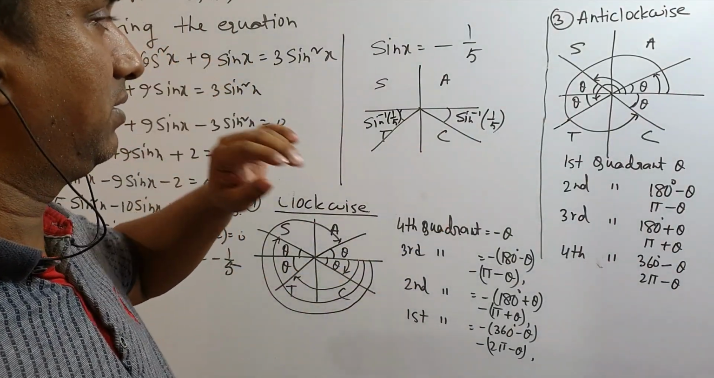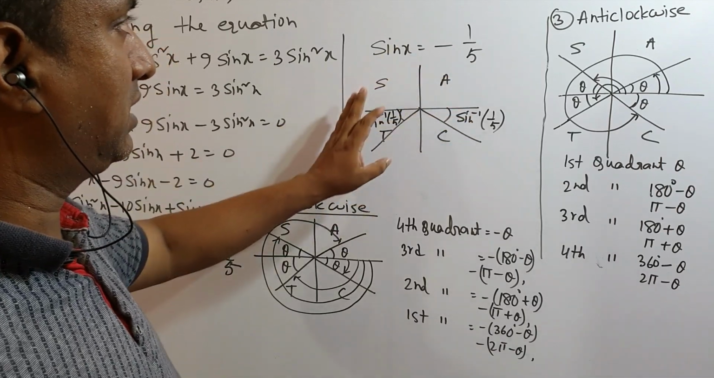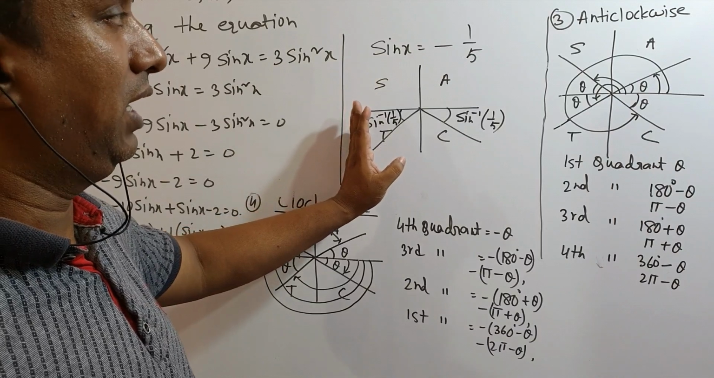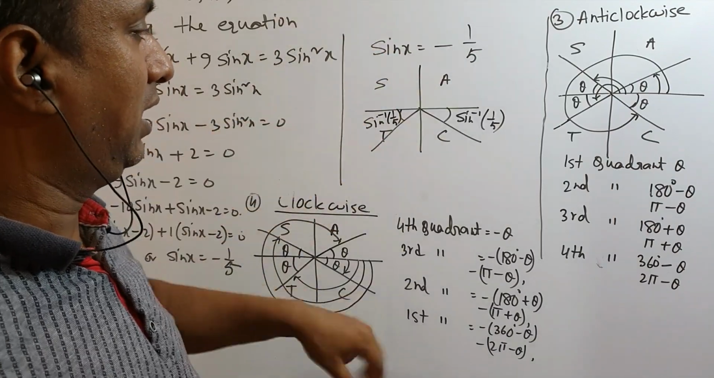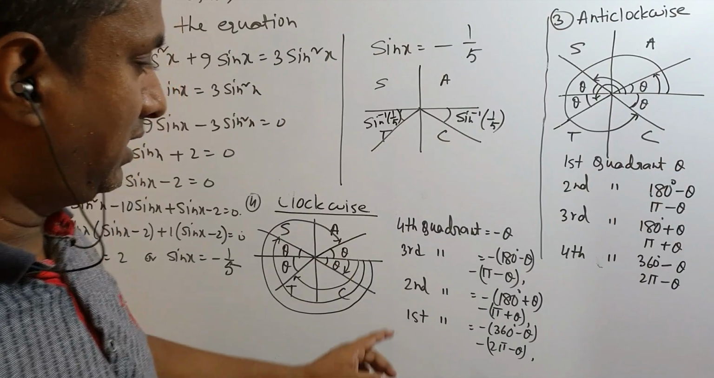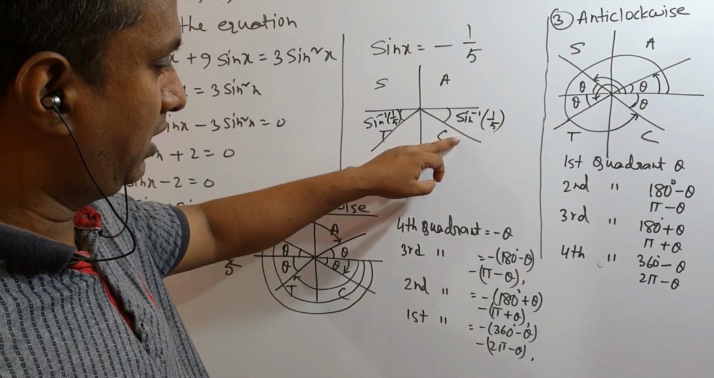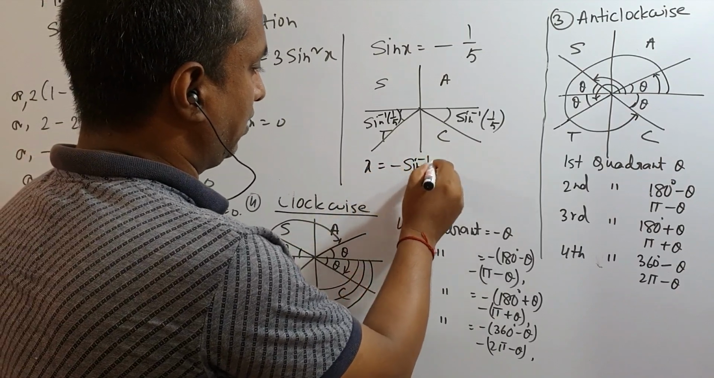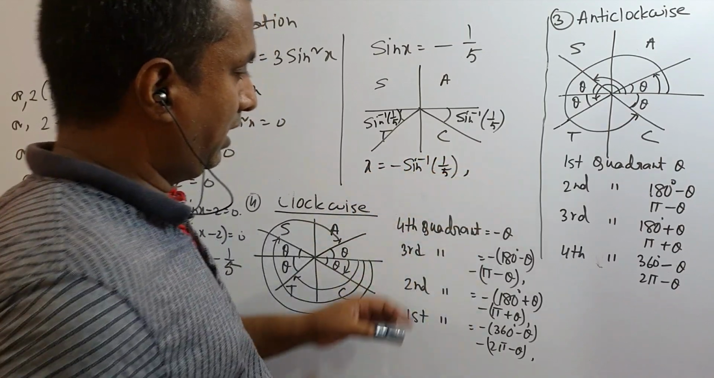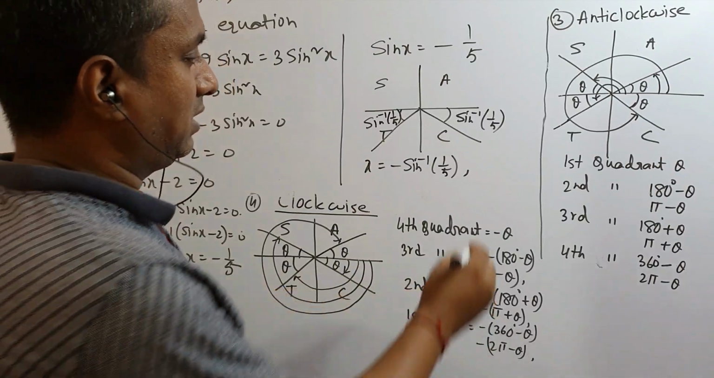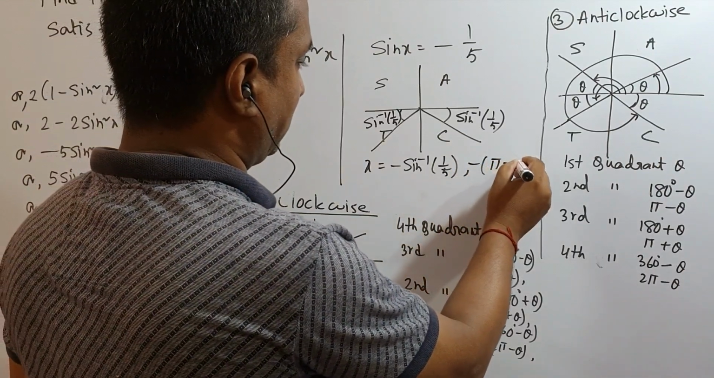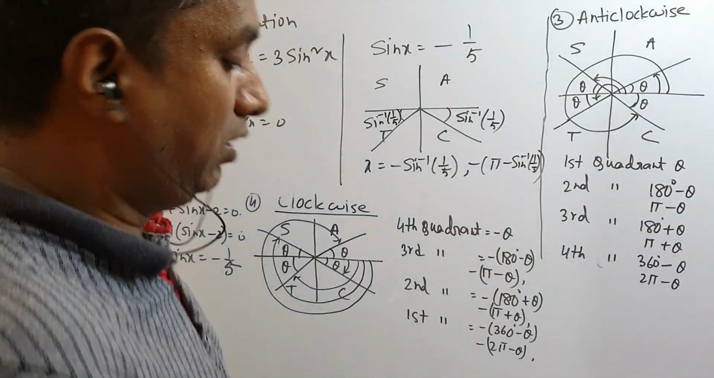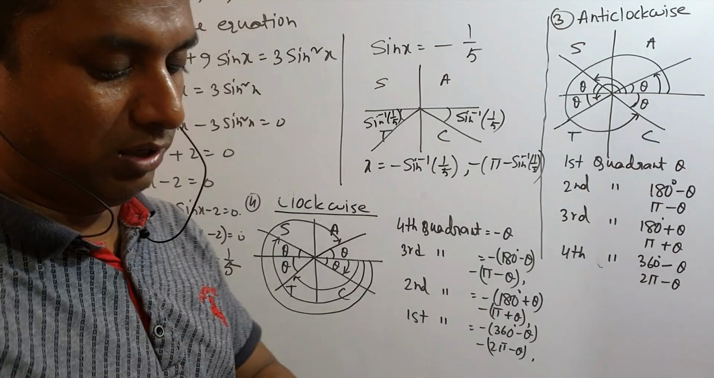Now if I go in the anti-clockwise sense, it becomes more than pi. So I'm not going anti-clockwise, I'm going clockwise. Now in these two quadrants, let us check this formula. Fourth quadrant: minus theta, I mean x equals minus sin inverse 1 by 5. And third quadrant: minus pi minus sin inverse 1 by 5.